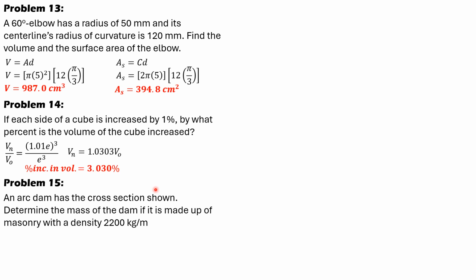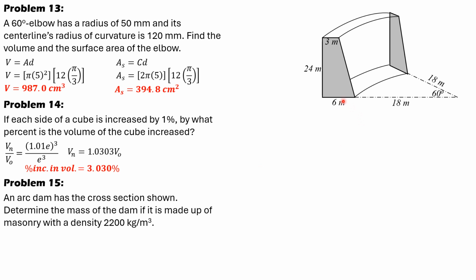Problem 15. An arch dam has the cross-section shown. Determine the mass of the dam if it is made up of masonry with a density of 2,200 kilograms per cubic meter. So mass is density times volume, and the volume is by Pappus second proposition, area of the cross-section of the dam, which is a trapezoid, times distance traveled by the centroid of that trapezoid. And the distance traveled by the centroid is simply the distance from axis of rotation to that centroid times central angle 60 degrees, which is pi over 3 radians.